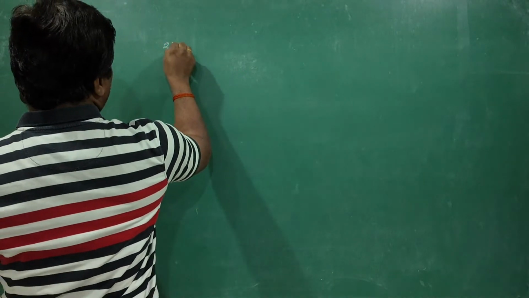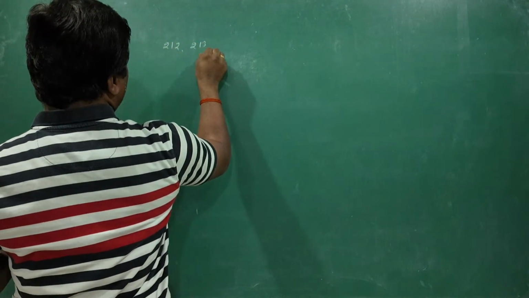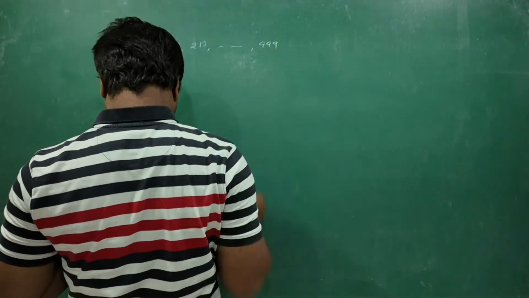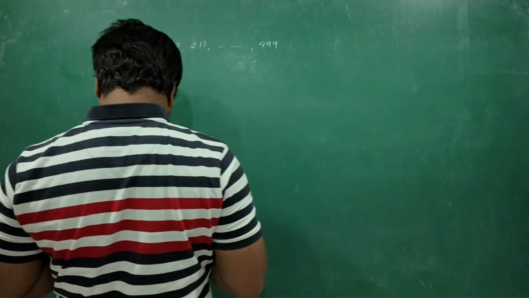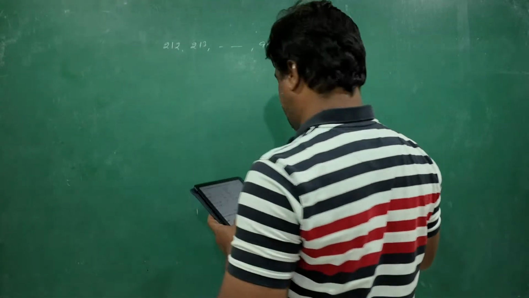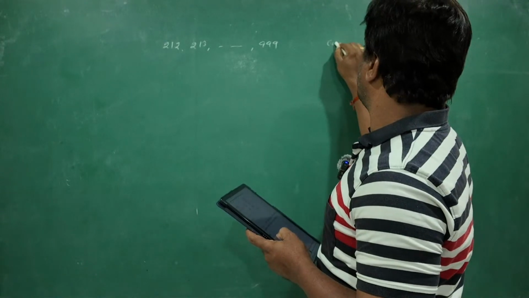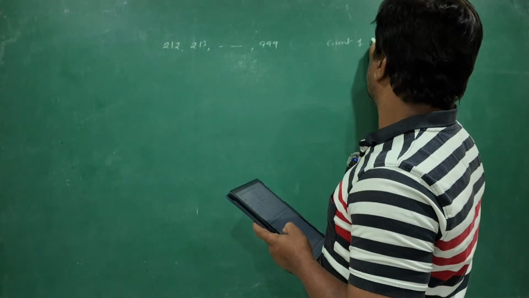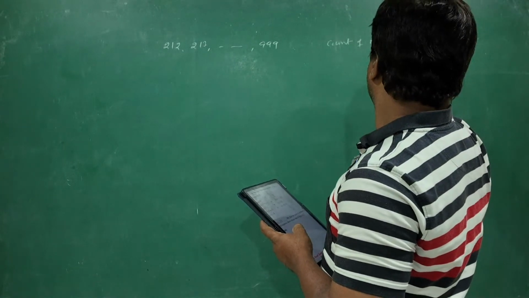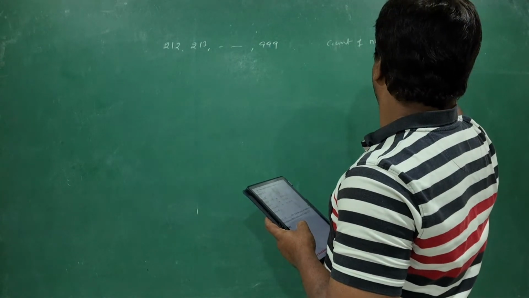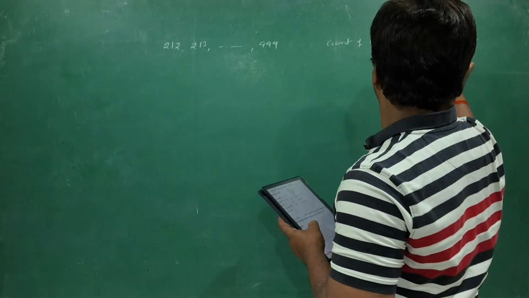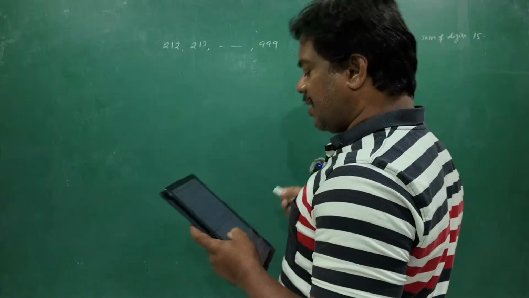Sequence of numbers given: 212, 213 and so on up to 999. Find the count of numbers in the sequence above whose sum of digits is 15. The question is the count of numbers whose sum of digits is 15. This is the question.